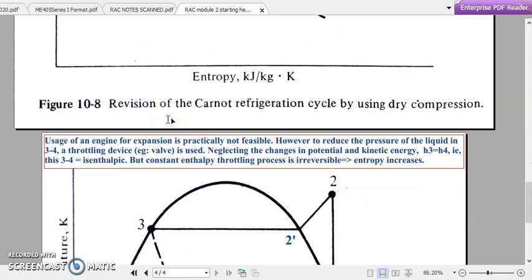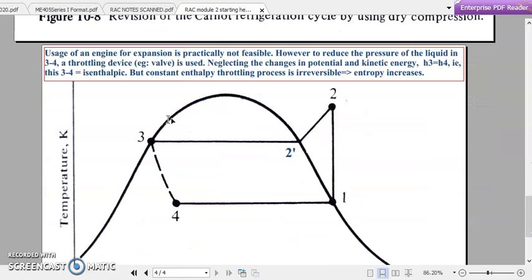Okay, but we are always concerned with the cost or expenditure incurred for running a system. So as an engineer, we should always think to bring down the total cost of running an equipment. So when we consider the usage of an engine for this expansion process, it is practically not feasible. Why? Because for running an engine, it itself will require a prime mover, or it will require energy. Okay, but that much energy is not attained during this expansion process.